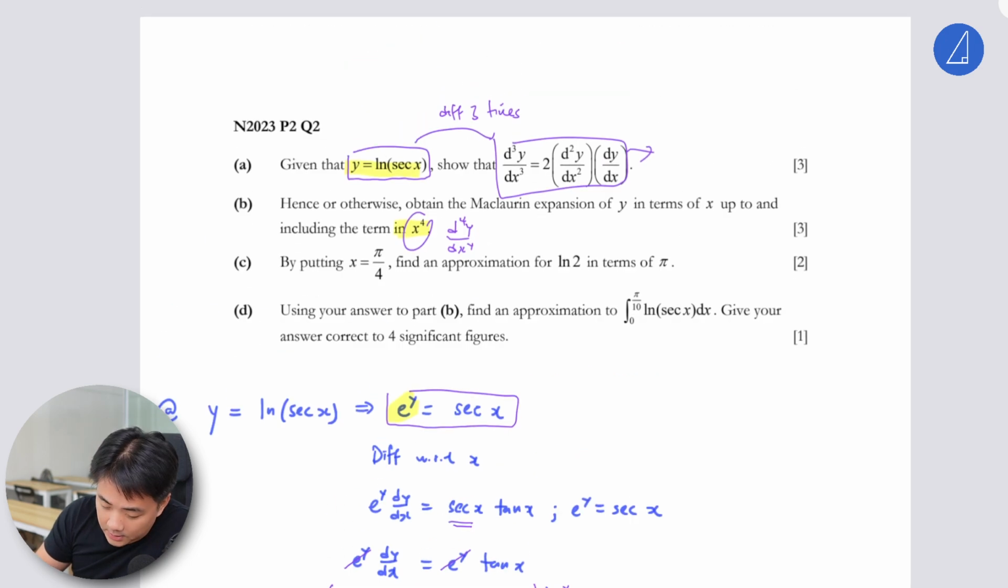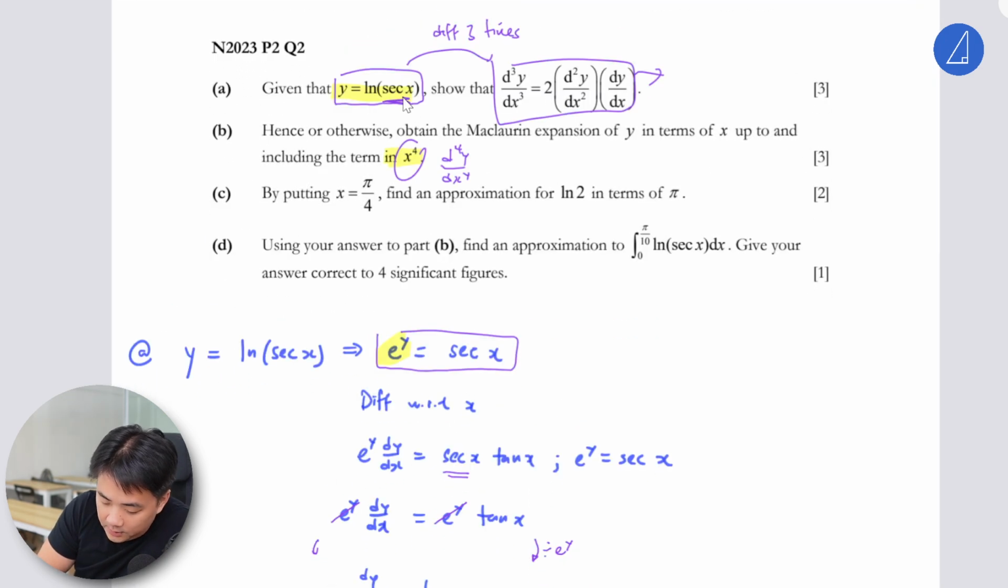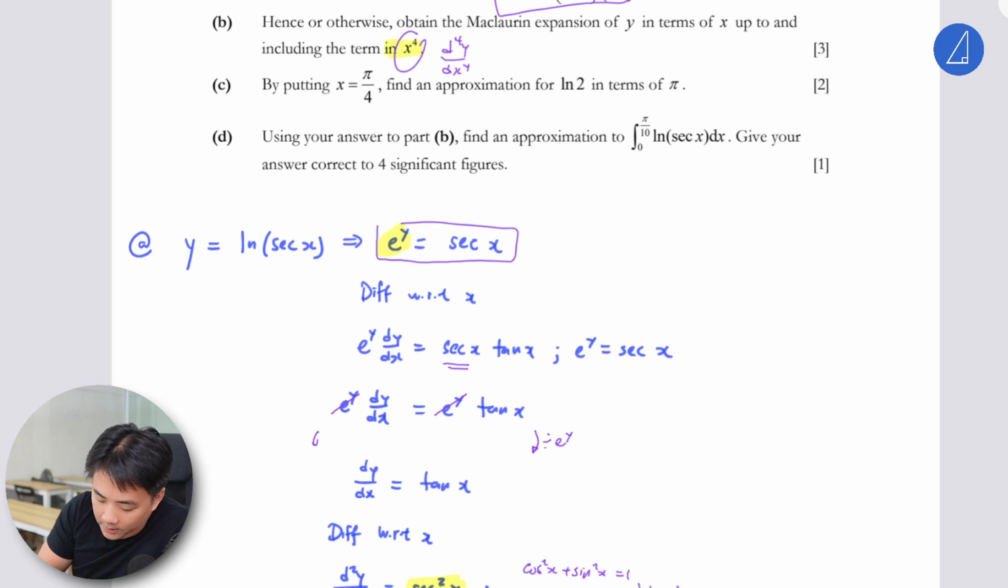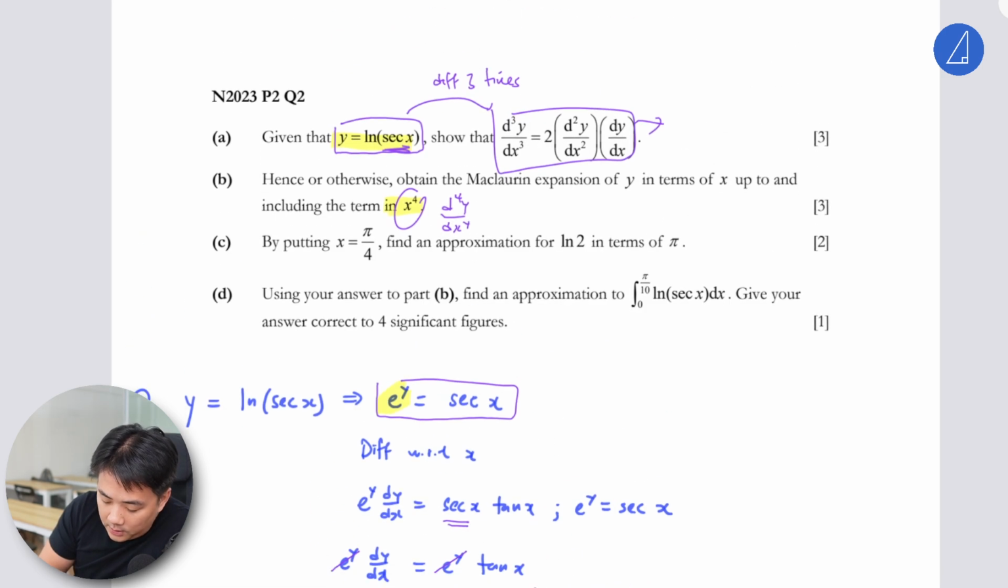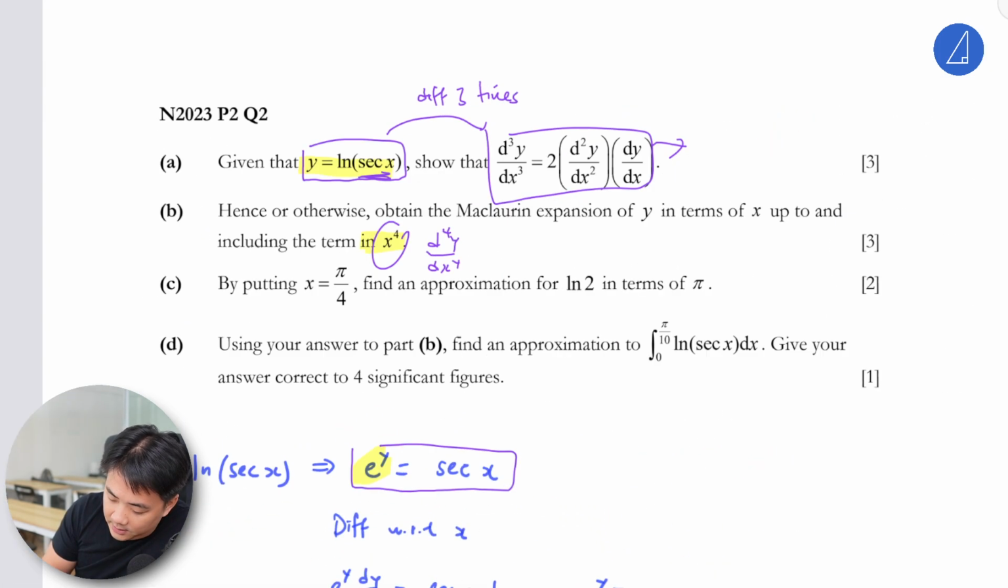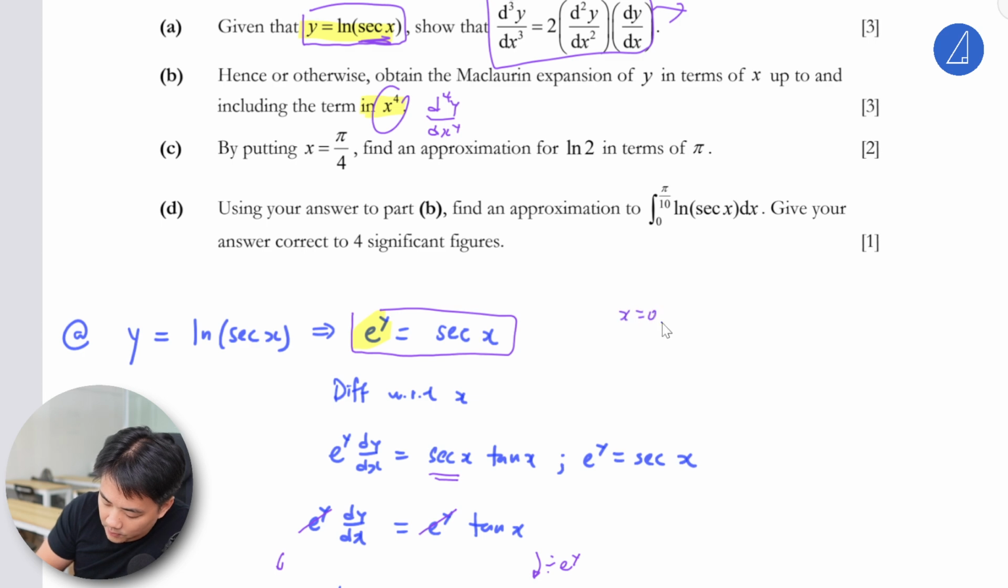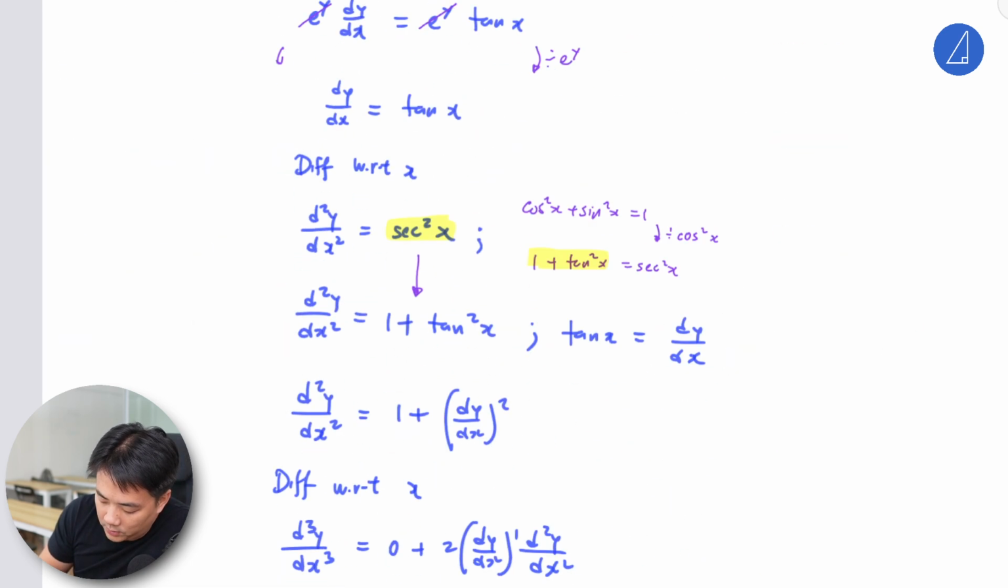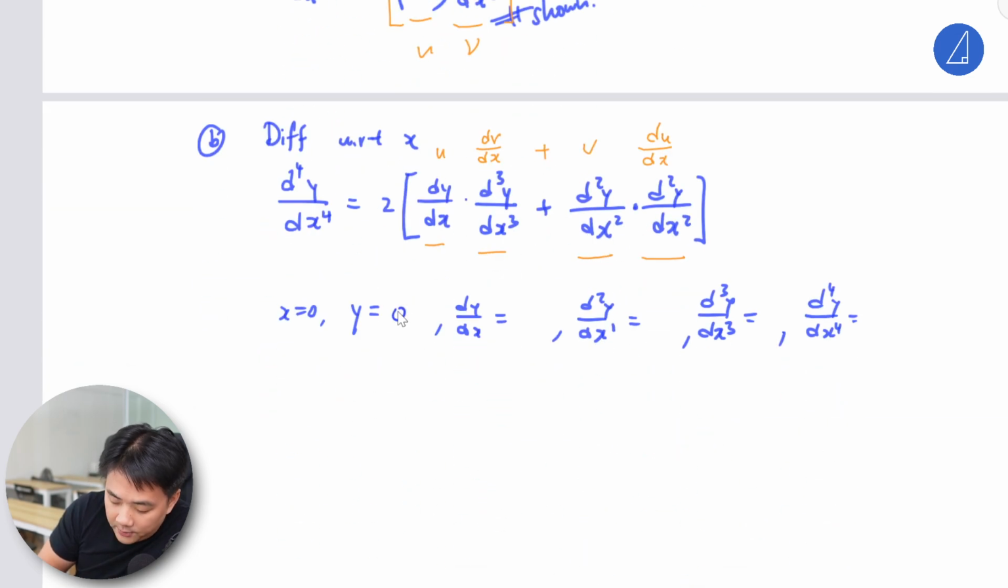I think the easiest is when x is 0, secant. So here, y, this value here. When x is 0, cosine 0 is 1. So secant 0 is 1 over cosine, which is 1. So y is equal to ln 1, which is 0. Okay, so this is 0. I'm going to fill this out as 0 here.